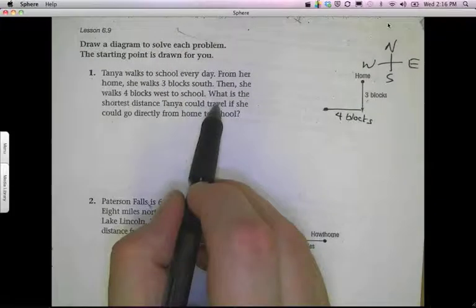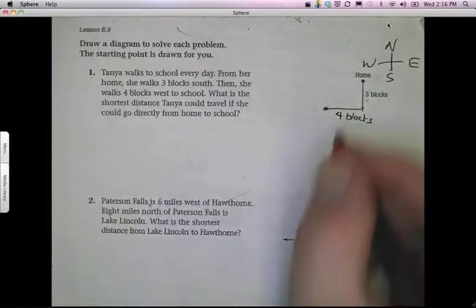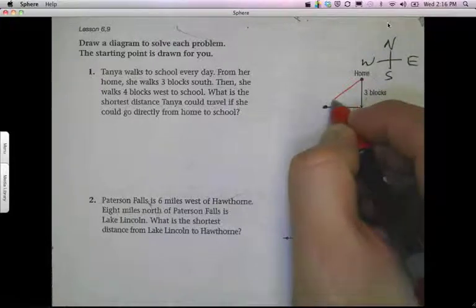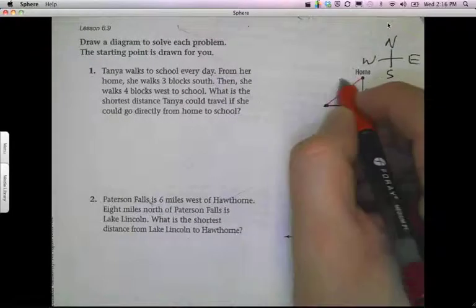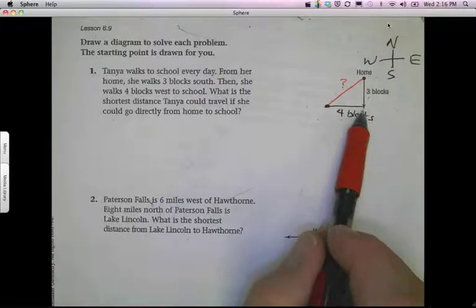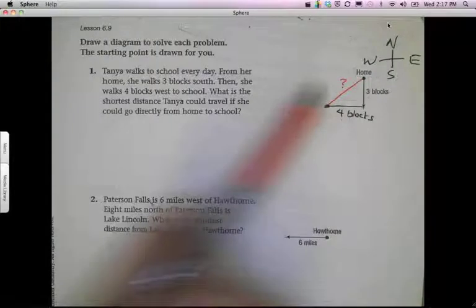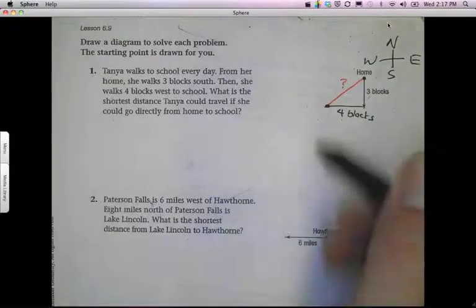And the question is, what is the shortest distance Tanya could travel if she could go directly from home to school? So she's going to have to go from there to there. How far did she go? Now that you've drawn the picture, you can use it to solve the problem using the Pythagorean theorem. We've got a right angle triangle here, so don't forget that this is a right angle.